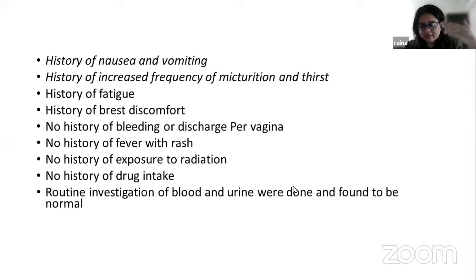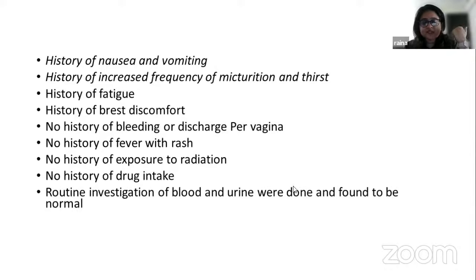So India is an endemic area for goiter, right? For hypothyroidism. So routinely, the Indian guidelines do say we have to do TSH screening for all pregnant women in the first trimester because hypothyroidism is associated with poor maternal and fetal outcome. So TSH we do for all pregnant women in the first trimester.